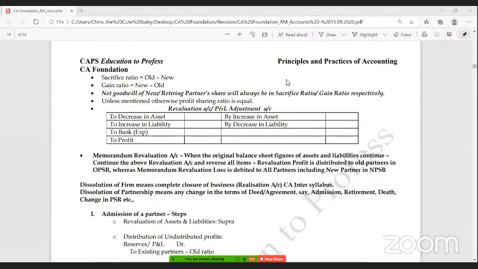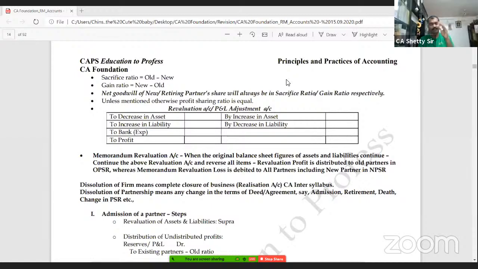Yes, sir. See, I'm going to a little extra level of thinking. With foundation level, you can just tell the format. But at CAPS, we don't go for format accounting. We want to go by the concept. That's the reason why we are highly successful. So please go by conceptual knowledge.